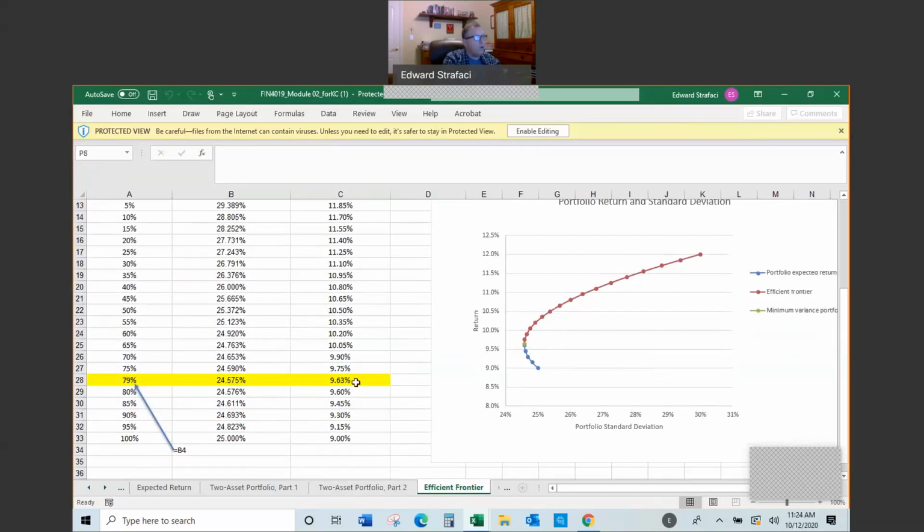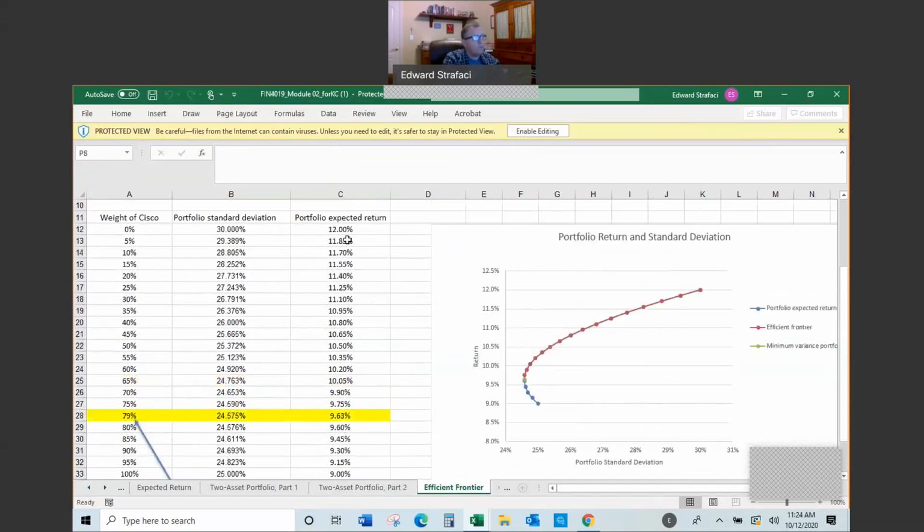But if I want more return, maybe I'm an investor who wants more return, I want 12%. Then I've got to jump from 25% risk standard deviation to 30%, which is not really a great trade-off because I go from 24.575 to 30%, but I'm adding on all this standard deviation. I go from 9.63% to 12%, but I'm adding a lot more standard deviation, a lot more risk.